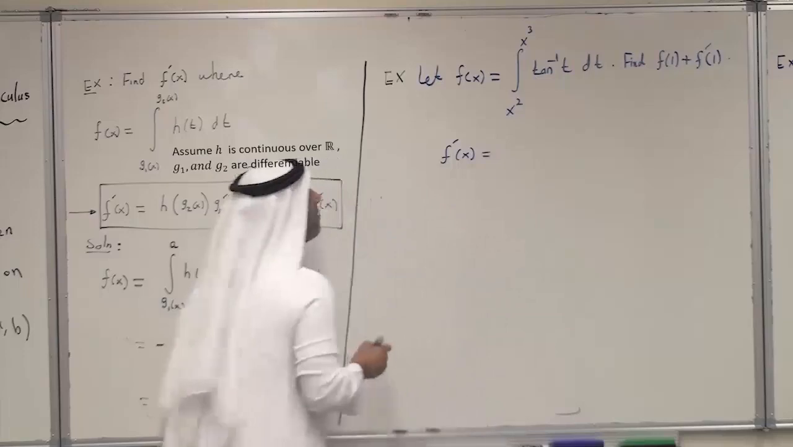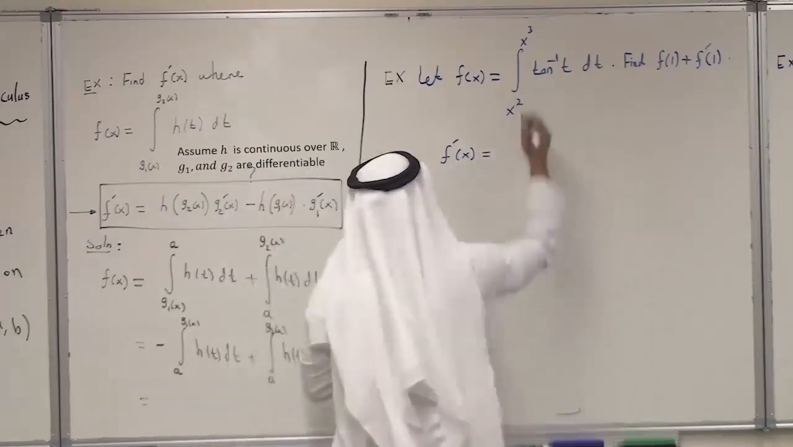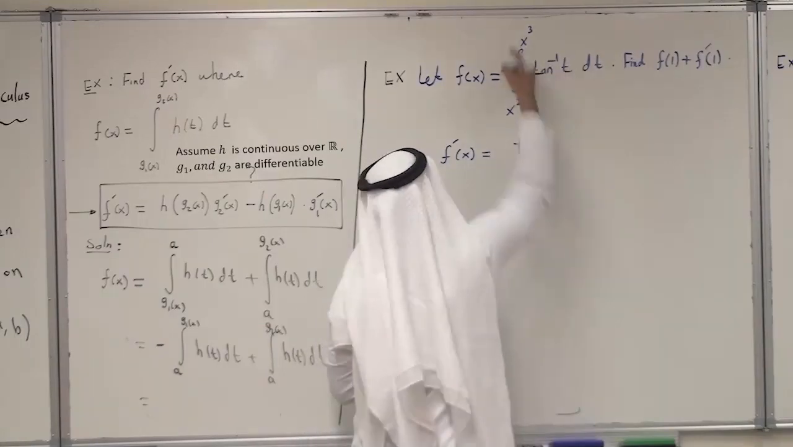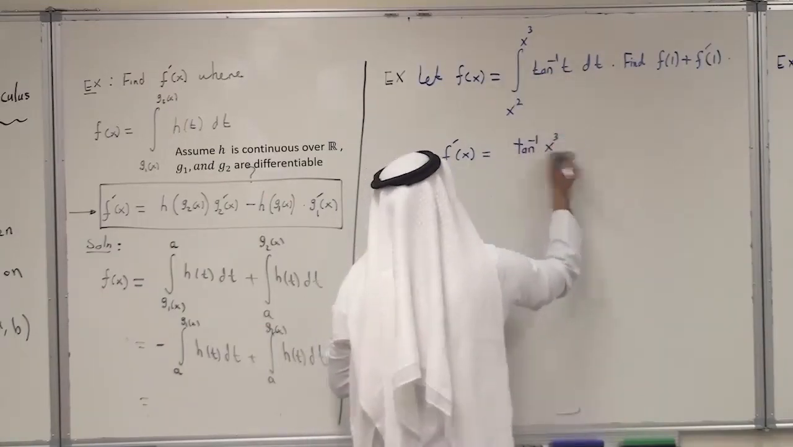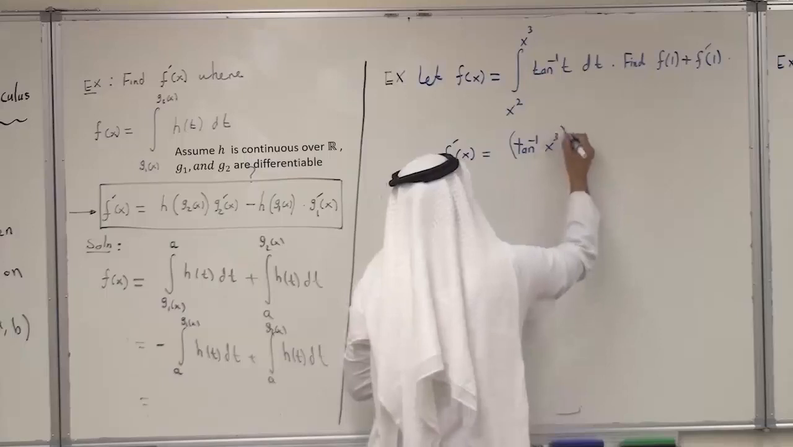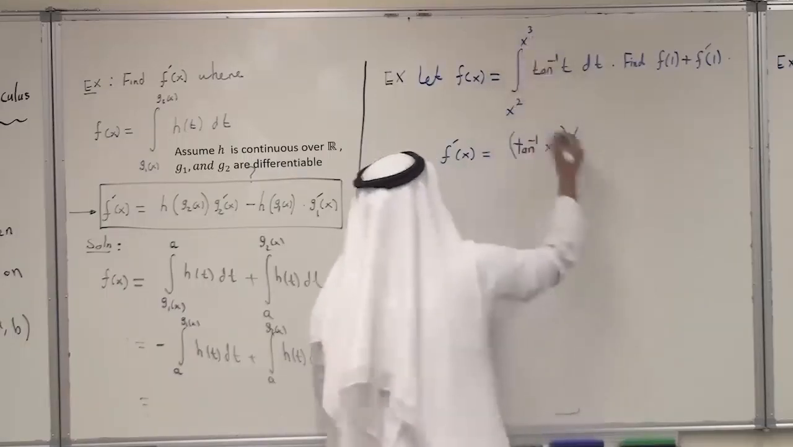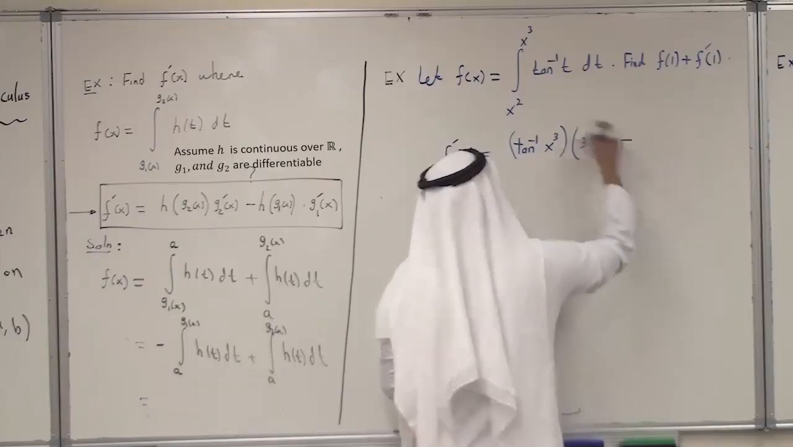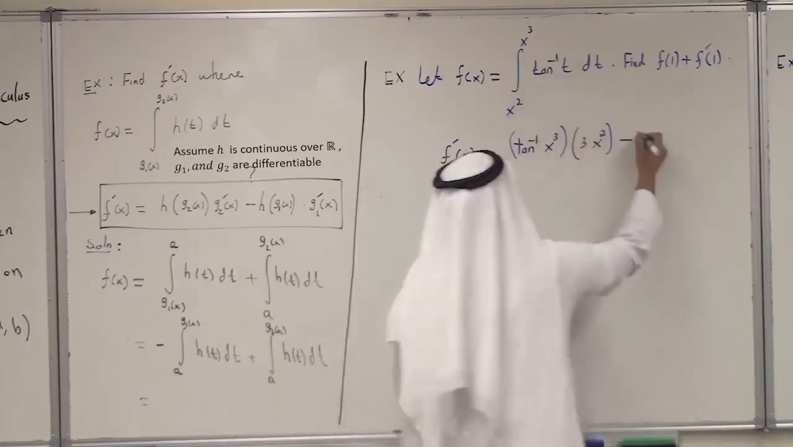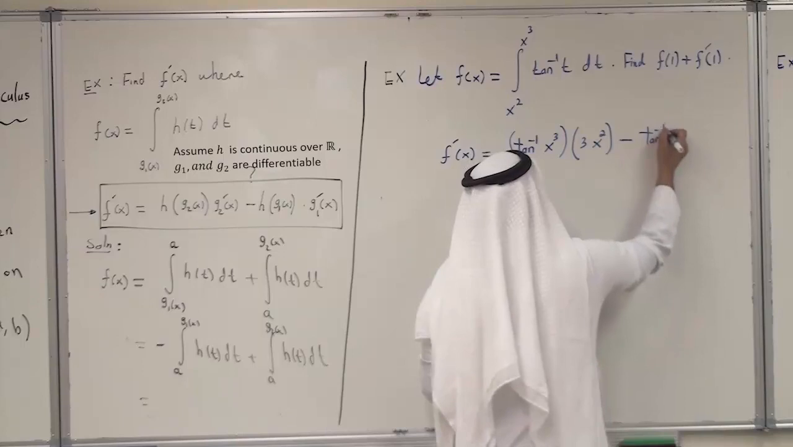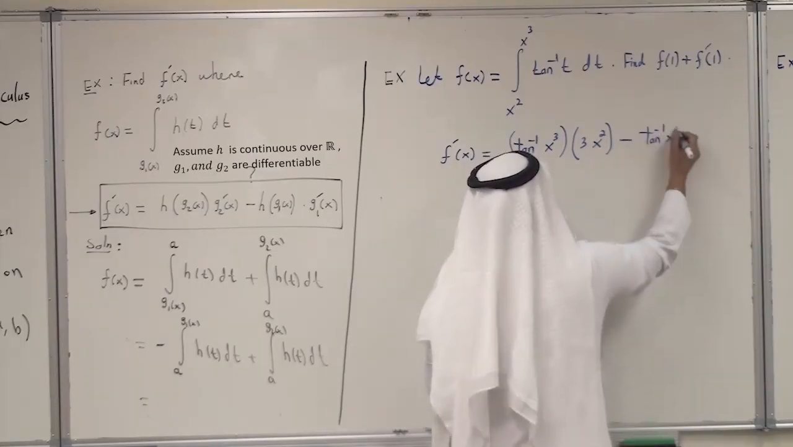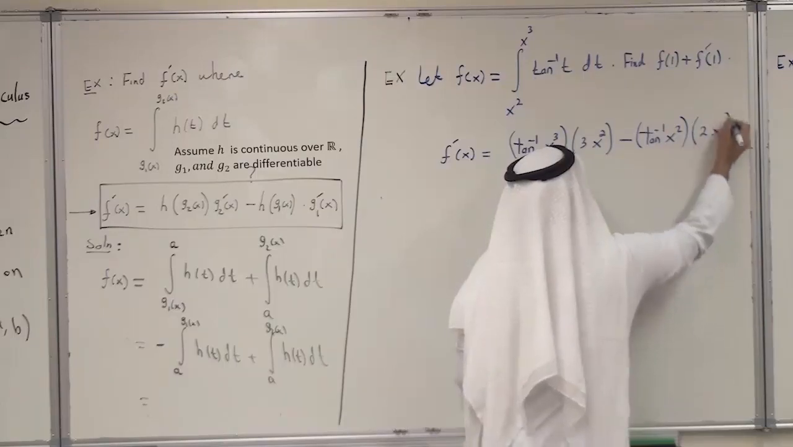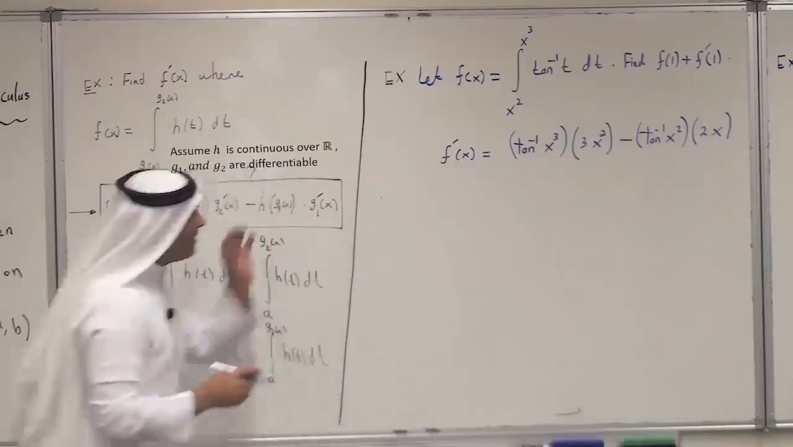Now what is f prime of x? According to our discussion, this will give me tangent inverse, where I replace t by x cubed, then I multiply the whole thing by the derivative of x cubed, that is 3x squared, minus, now I substitute x squared, that will give me tangent inverse of x squared, and all of this multiplied by the derivative of x squared, that is 2x. That is the first point here.